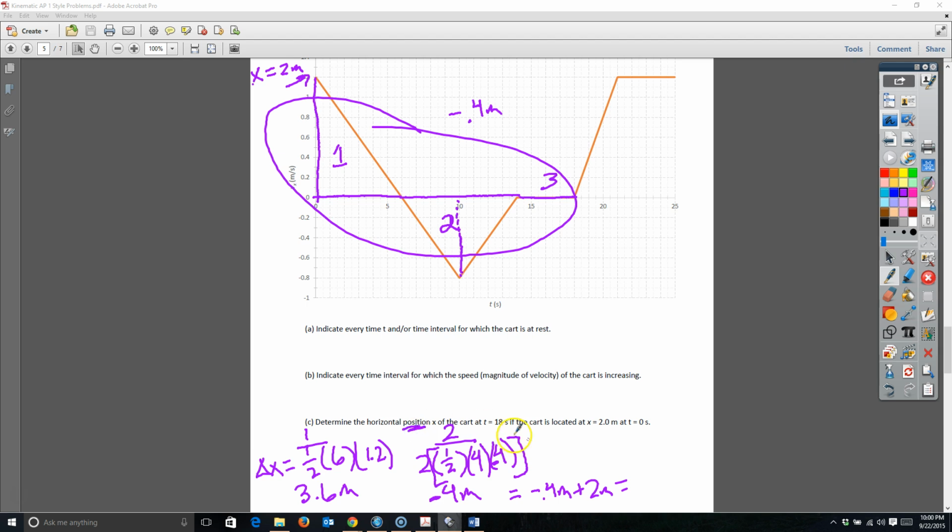Okay, so they want to know the position of the cart, and so we're going to take 2 minus 1.4, and we're going to get positive 1.6 meters, and that's our answer for this part.